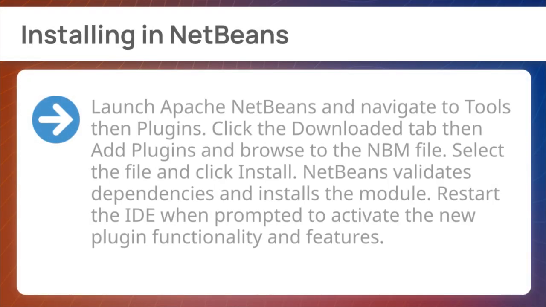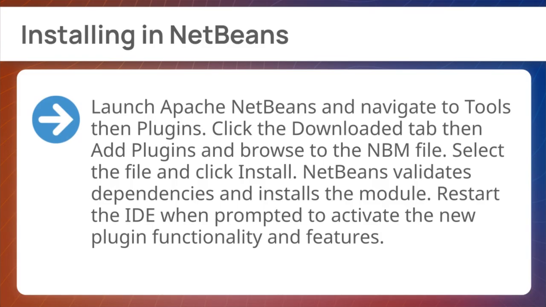First, installing in NetBeans. Launch Apache NetBeans and navigate to Tools, then Plugins. Click the Downloaded tab, then add plugins and browse to the NBM file. Select the file and click Install. NetBeans validates dependencies and installs the module. Restart the IDE when prompted to activate the new plugin functionality and features.